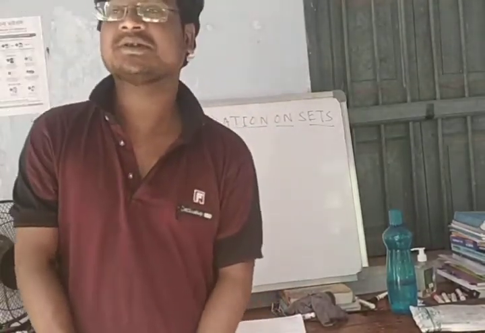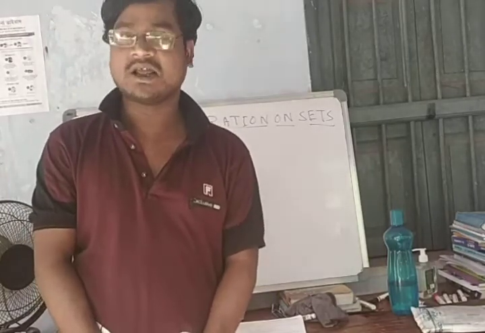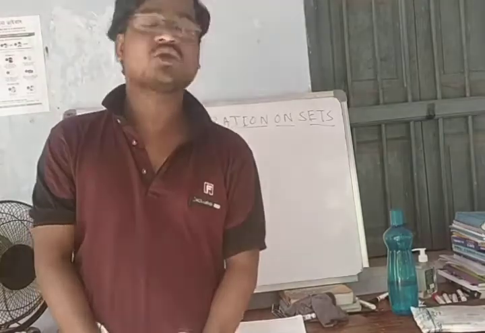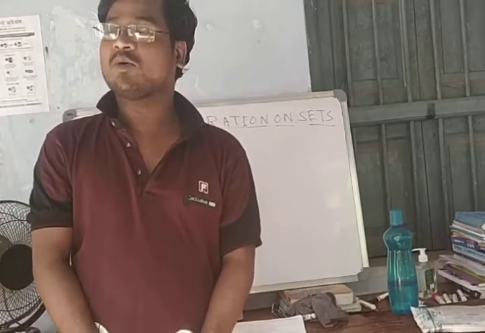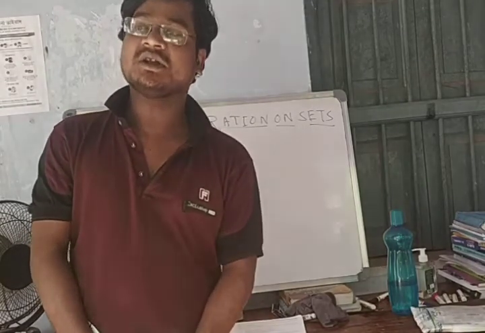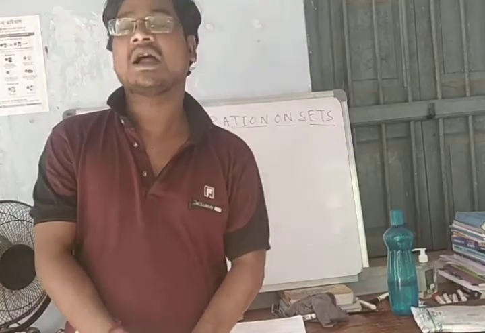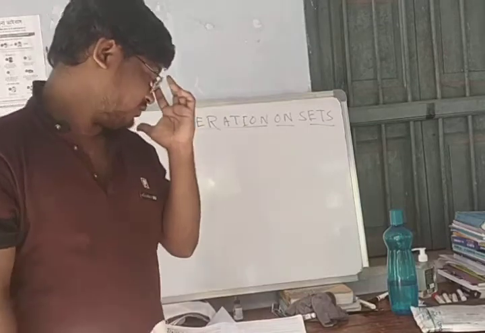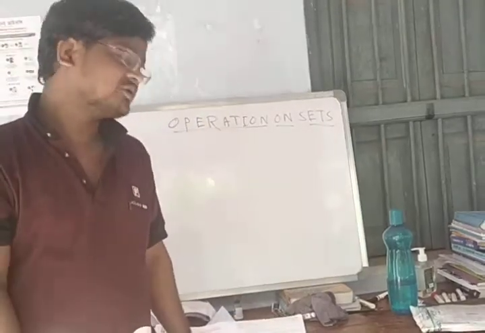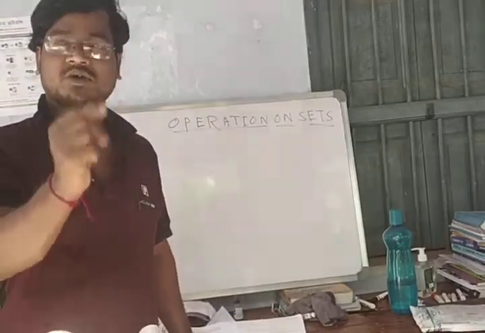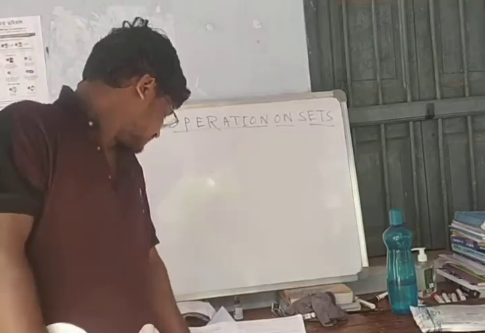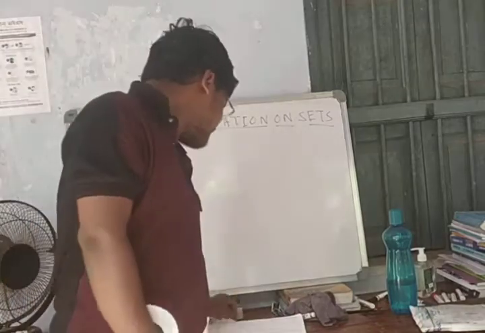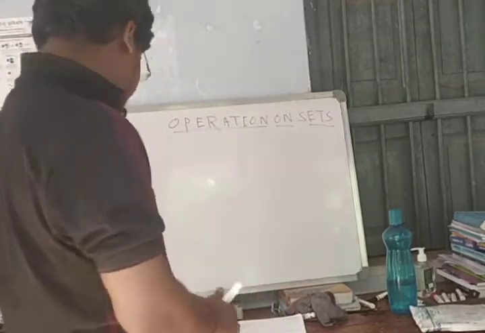in arithmetic you have done so many operations like addition, subtraction, multiplication, division. In sets also there are some operations. In higher classes you will learn addition, multiplication, subtraction. Now there are two or more operations, and two important operations are there. The operations' names are, first, union of sets.